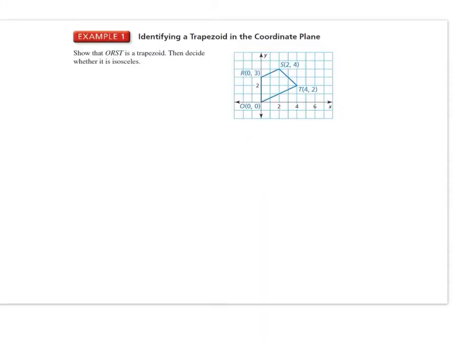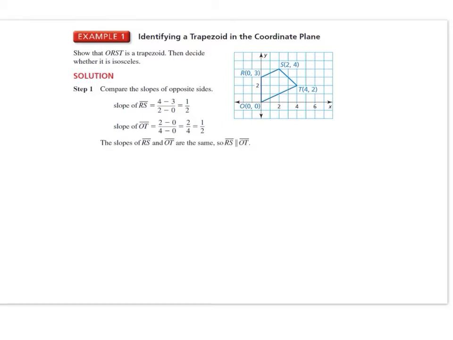All right, our first example in the coordinate plane, we want to show that ORST is a trapezoid. Then decide whether it is isosceles. To start, we want to compare the slopes of opposite sides. So find the slope of RS and the slope of OT. We find that they are both the same, 1/2. This means the slopes of RS and side OT are the same, therefore the sides are parallel.